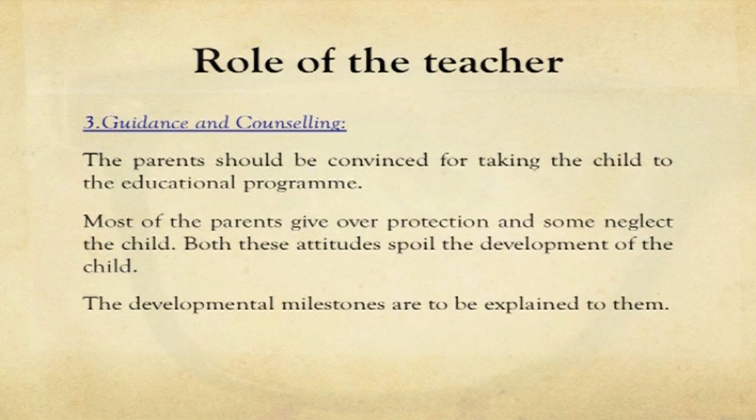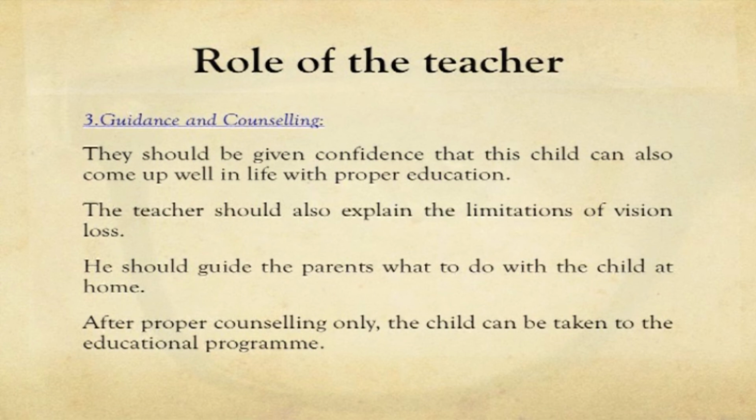Number 3, guidance and counseling. The parents should be convinced to take the child to the educational program. Most parents give overprotection and some neglect the child. Both these attitudes spoil the development of the child. The developmental milestones ought to be explained to them. They should be given confidence that this child can also come up well in life with proper education.